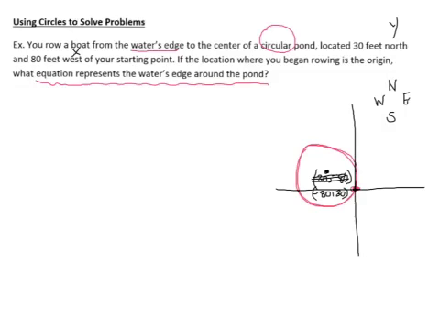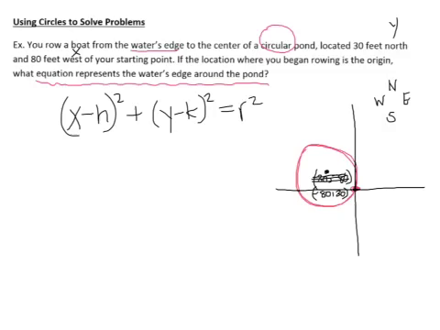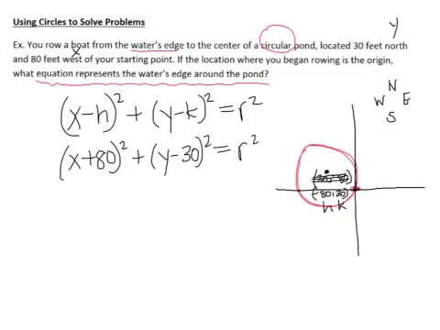So using our standard form of an equation of a circle, we have x minus h, that quantity squared, plus y minus k, that quantity squared, is equal to the radius squared. So we see what our center is. We have our h and our k, so we can fill that part in, and we have x minus a negative 80, so x plus 80, that quantity squared, plus y minus 30, that quantity squared, is equal to r squared. So now we just need to find our radius.